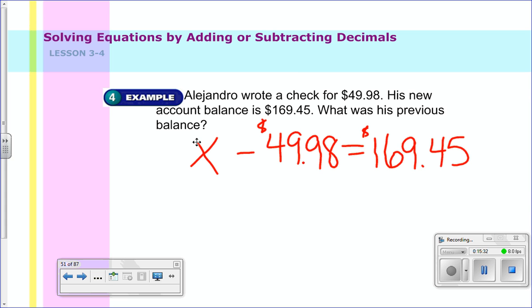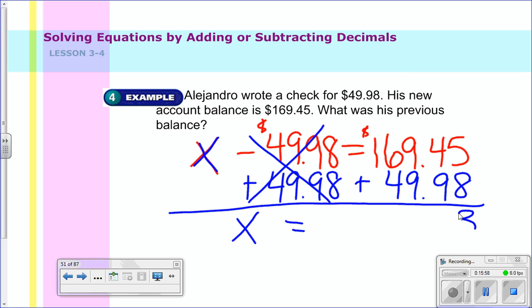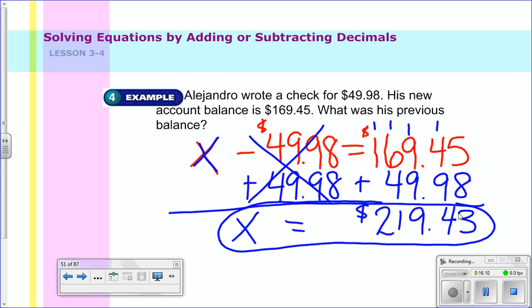Now you have to solve it. You can do this at the same time, and I'm going to solve it as well. My variable is X. On the same side is that minus $49 and change, so I'm going to add it. And when I do that, I get X is equal to, well, I take a look. Both are positive. When the signs are the same, I get to add them together. So I'm going to just add. And I get $219.43.